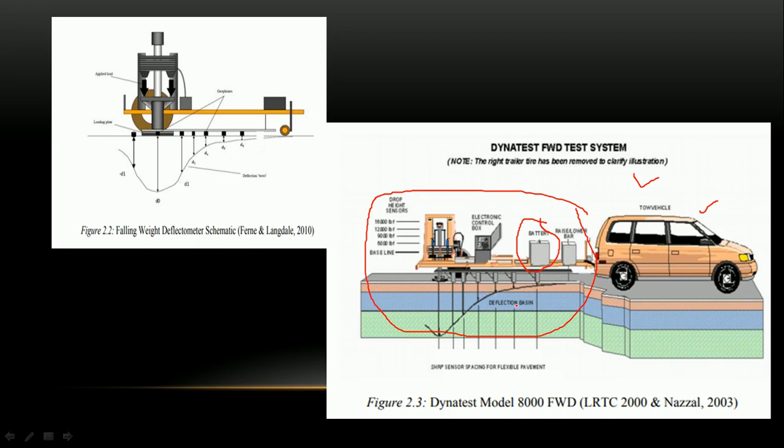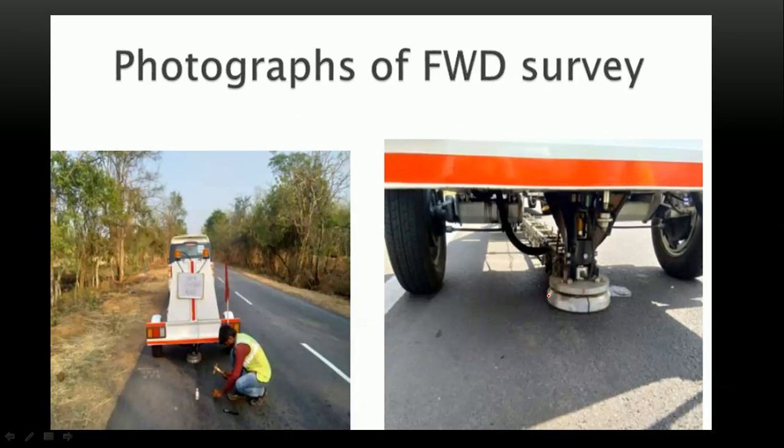After taking the reading, you take the deflection and the corresponding temperature. Then you move to the next point. Again you apply the load of 40 kilonewton, and you drop the weight 3 times: the first time, the second time, the third time. The average of the 3 should be taken. Whenever you release the loading system, deflection waves are created on the road surface. You can observe here.